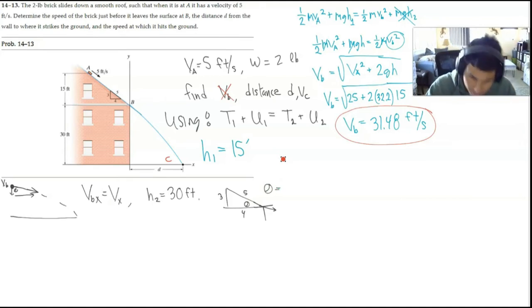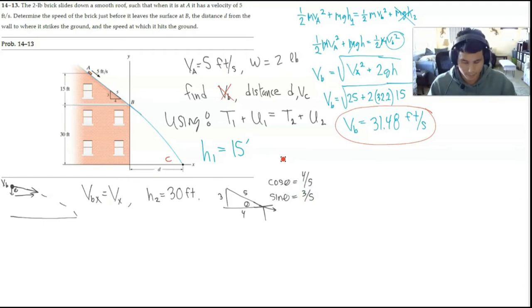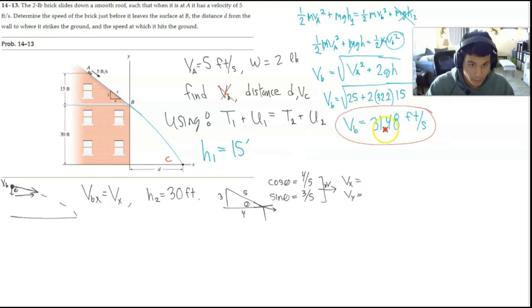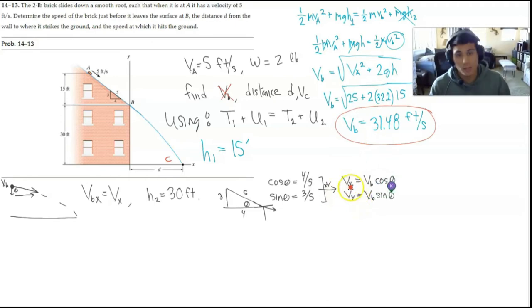Okay. So theta, actually, let's not even find theta. Let's just write cosine theta. Well, that's going to be 4 over 5. And sine theta is going to be 3 over 5. Okay. And then now we can use this stuff, multiply it by velocity, and then we could find Vx, and we could find Vy, where this is going to be 31.48, so I'll just write Vb cosine theta, and Vb sine theta. And yeah, you can put your numbers in here right now if you wanted, but I'm just gonna keep it like that for now, okay?